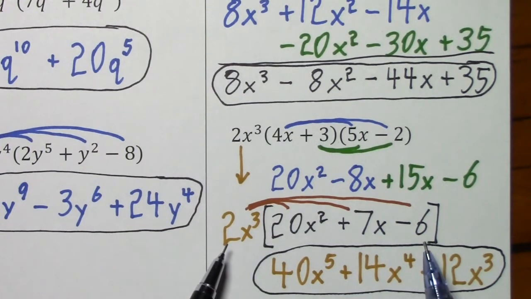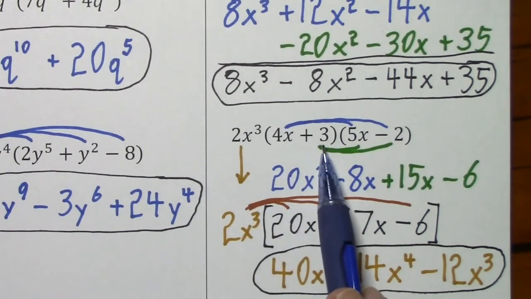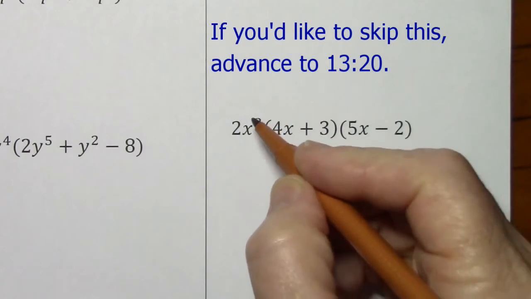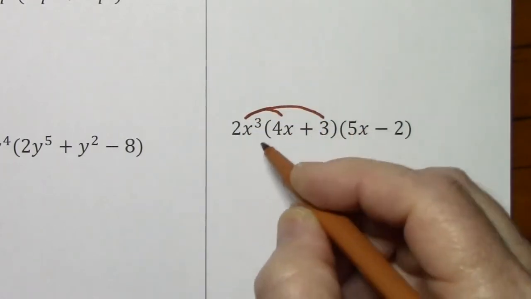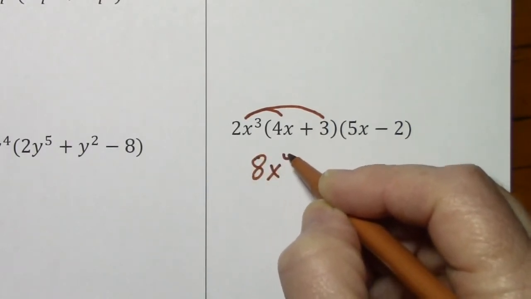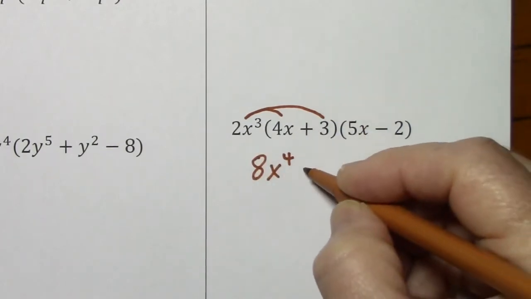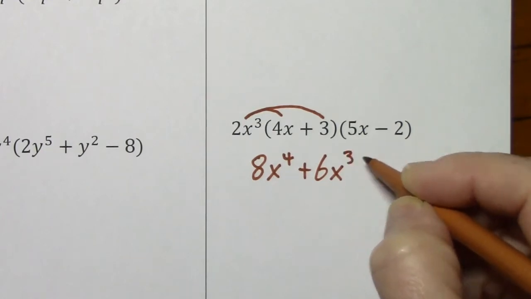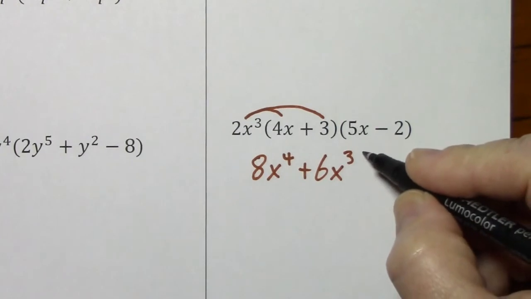But I'll show you another way, very briefly, where you just distribute 2x to the third to the first set of parentheses. All right, so if we distribute 2x to the third to each of these, this gives us 8x to the 4th. Remember, there's a 1 up there. And then plus 6x to the third. This set of parentheses I have not touched, so I'll bring it down.